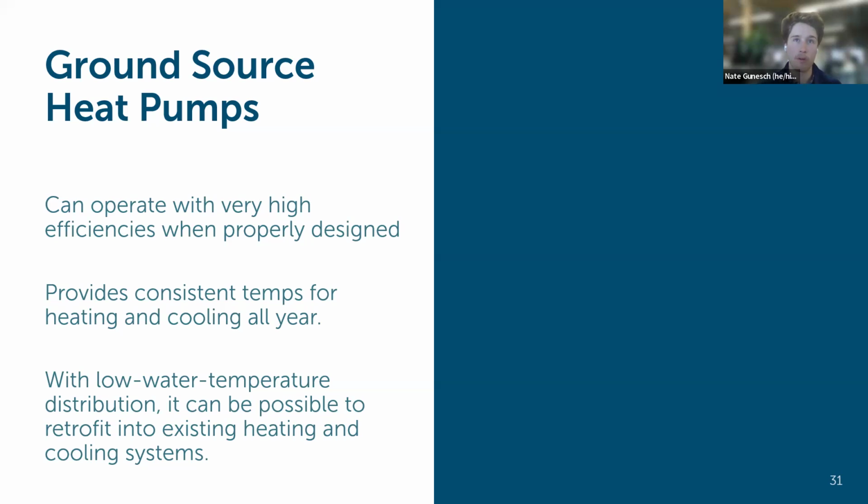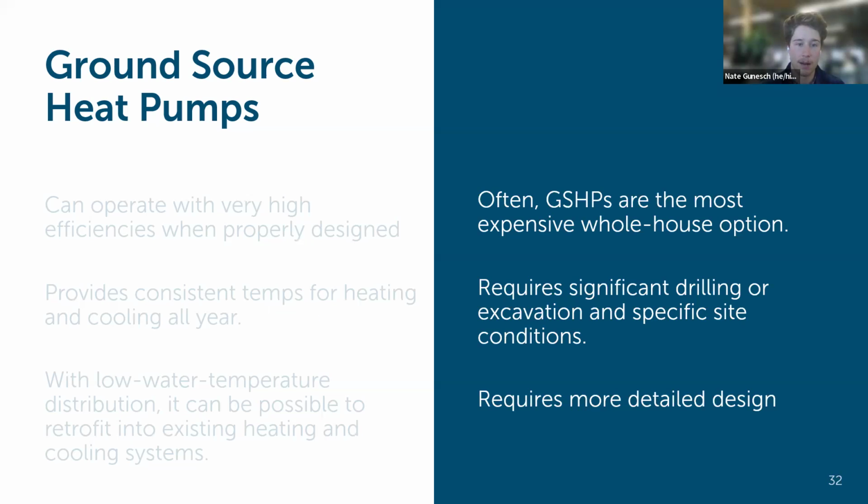And if you already have a radiant slab, or the right ductwork, but here it tends to be more likely that you already have the right hot water system. This can be possible. It's possible to retrofit one of these into an existing heating system.